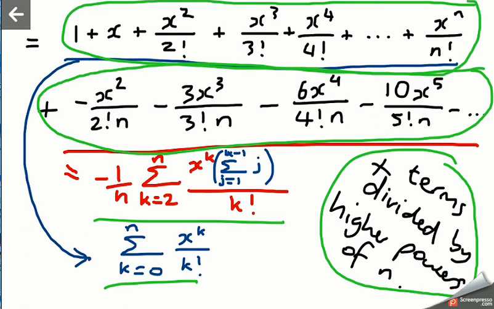So what we have deduced so far is that 1 plus x divided by n, to the power of n, is actually equal to the sum from k equals 0 to n of x to the power of k divided by k factorial. So that was this first formula here. That's where that came from.